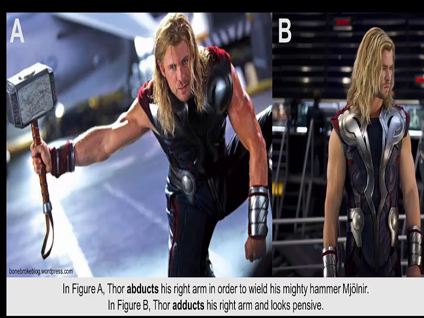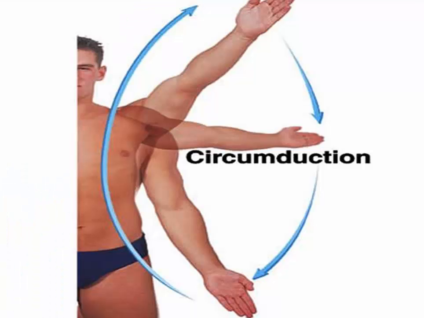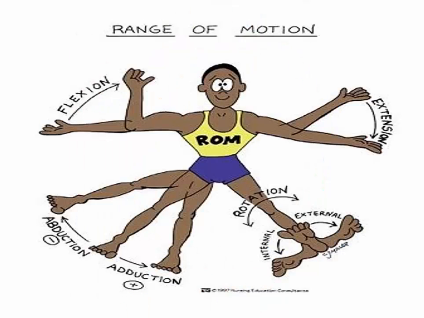Abduction is taking the body part away from the central line, and adduction is moving it towards. Circumduction is a combination of movements. It is possible at ball and socket, condyloid, and saddle joints such as the shoulder, hip, wrist, and ankle. It involves moving the entire connecting limb through its full range of motion. Range of motion is important in order to maintain flexibility.